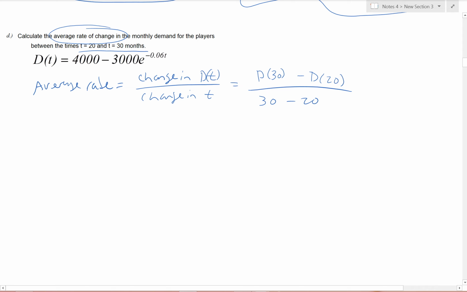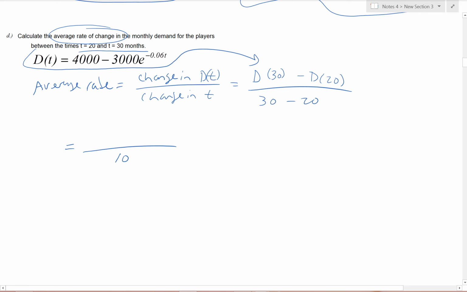There is no derivative involved. It's the original demand equation that I'm going to use to find the demand at 30 and subtract away the demand at 20, all over the change in time. The change in time is the 10 months from 20 to 30, so I divide by 10. 30 minus 20 is going to give me 10.